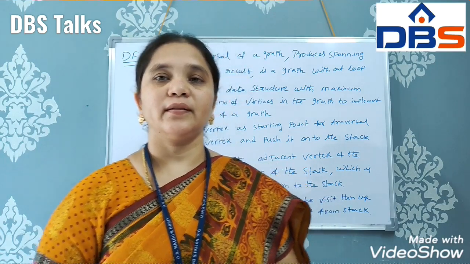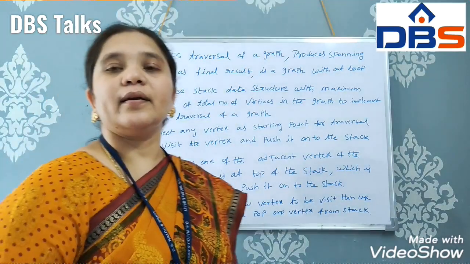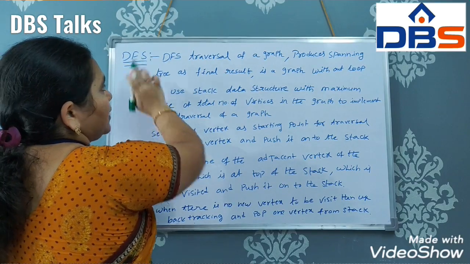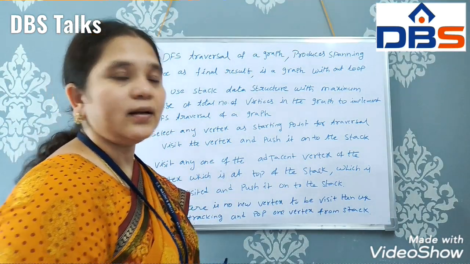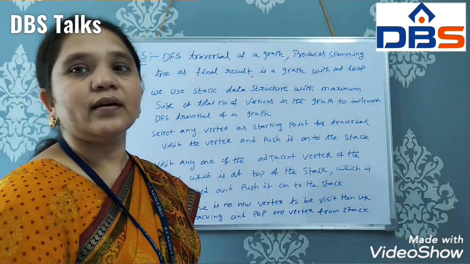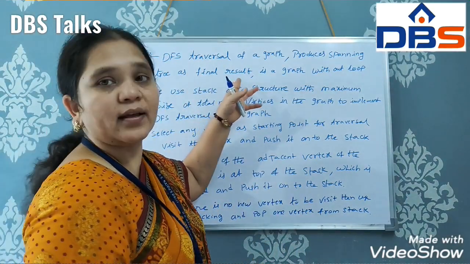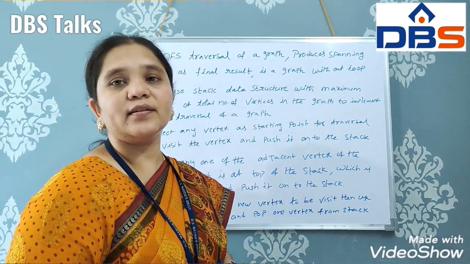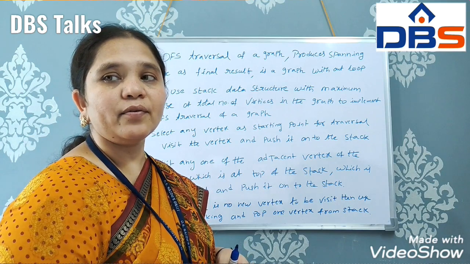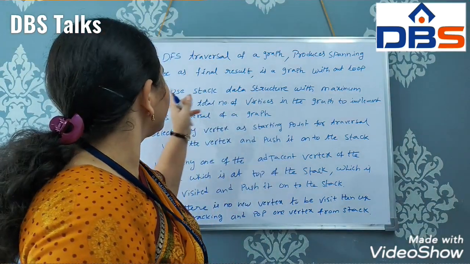Now I am going to explain another traversal technique of graphs, that is depth first search. This is the second traversal method of a particular graph. Depth first search is a traversal technique. It also produces a spanning tree as a result. Already I told what a spanning tree is: a tree or a graph without loops. A graph without loops is called a spanning tree or graph.